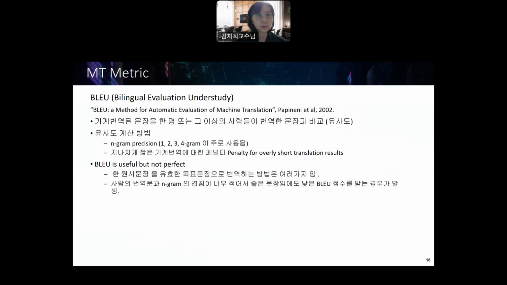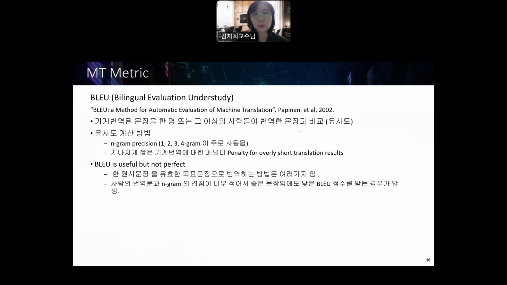And just one representative metric for MT is BLEU, Bilingual Evaluation Understudy. And this is often used for measuring the translation quality. What it does is basically it looks at the output from MT and compares that with the human expert's translation, and sees how similar it is to the human translation. And how do we compare that? We use dissimilarity using n-grams.